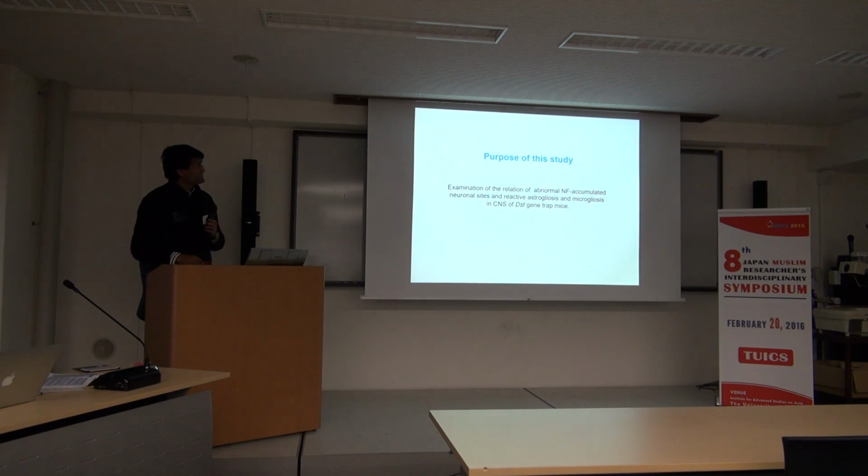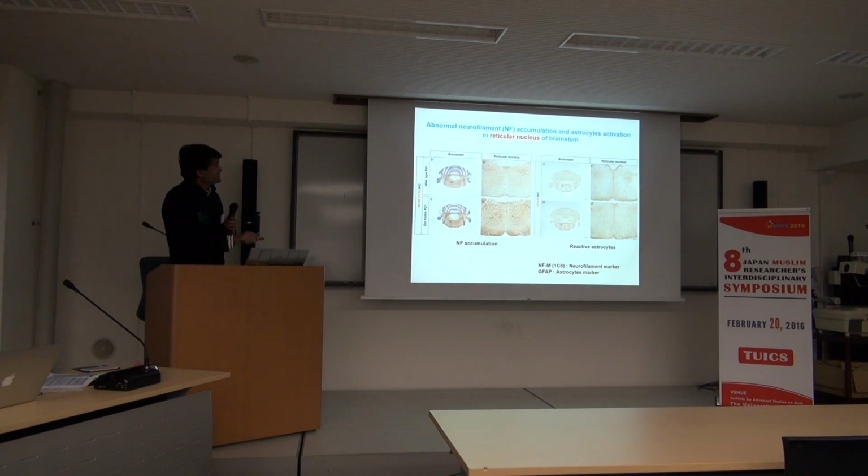So the purpose of this study is that we already found neurofilament accumulation in the CNS, but in this study I will try to find out the relation of neurofilament accumulation with reactive astrogliosis and microgliosis. So as you can see, this is the DST homozygote and this is the wild type. This is the brain, this is called the reticular nucleus, and you can see lots of neurons abnormally accumulated, stained by neurofilament. And you can see in the wild type there is no such accumulation.